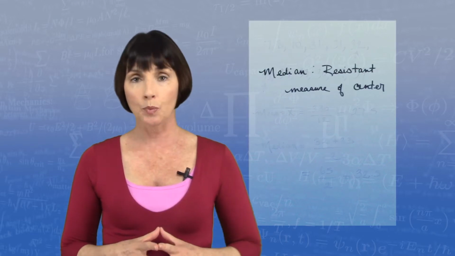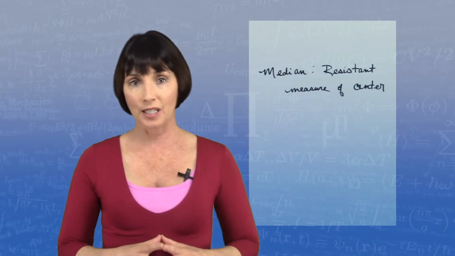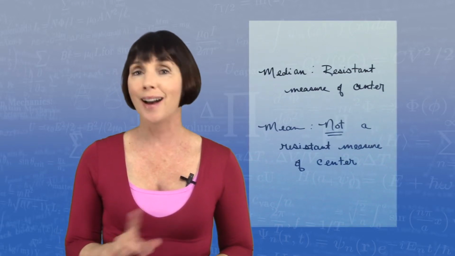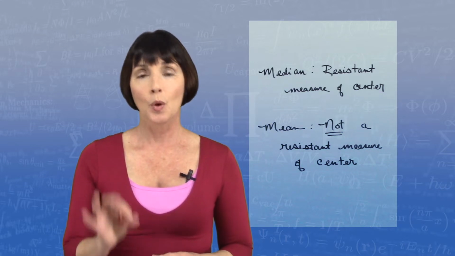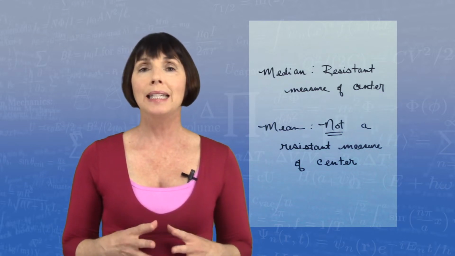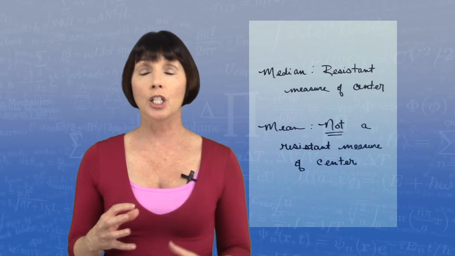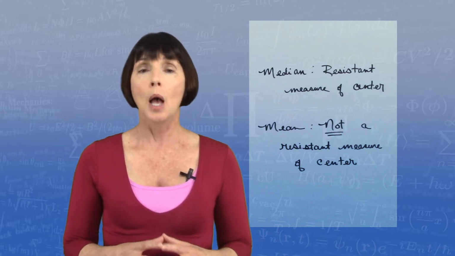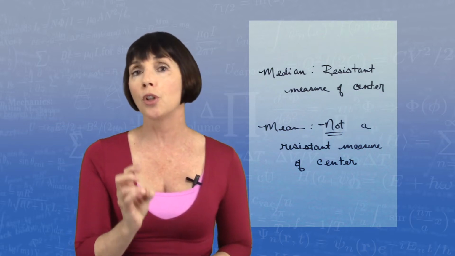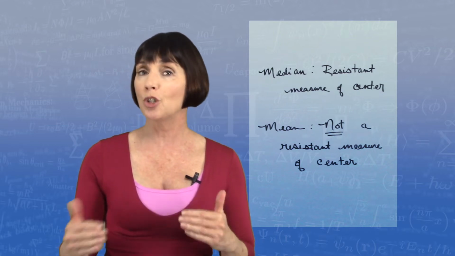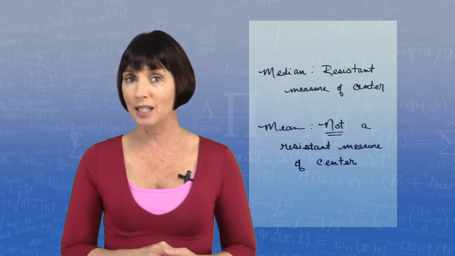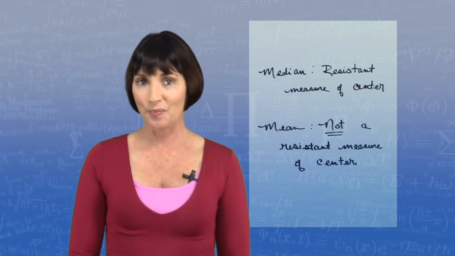The median is what we call a resistant measure of center, and the mean is not a resistant measure of center. What that means is the median doesn't change very much because of a few extreme data points, but the mean is susceptible to larger changes when some extreme data points are introduced, and that's exactly what's happened here.